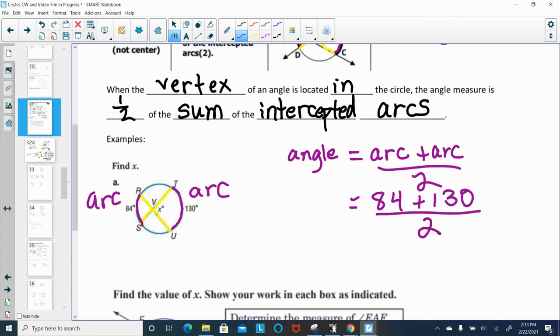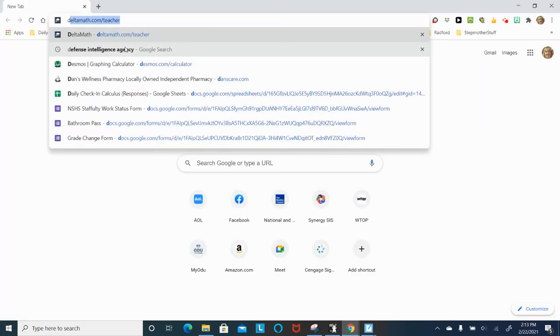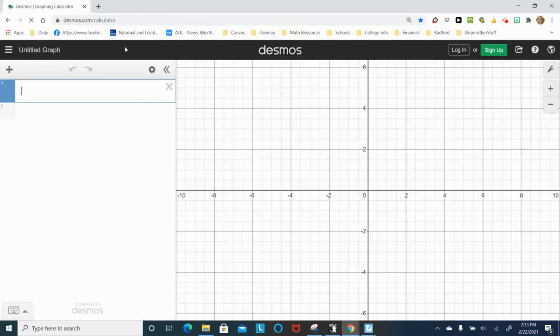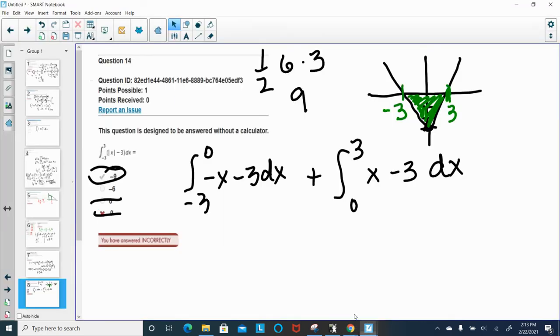And if I do that in my Desmos calculator, which is totally cool to do, what I'm going to do is get a fraction bar. I'm going to click on the division symbol, and then I'm going to type in those numbers. Then I'll use my arrow button to divide by 2. And that's where I'm going to get 107 for X, for my angle.